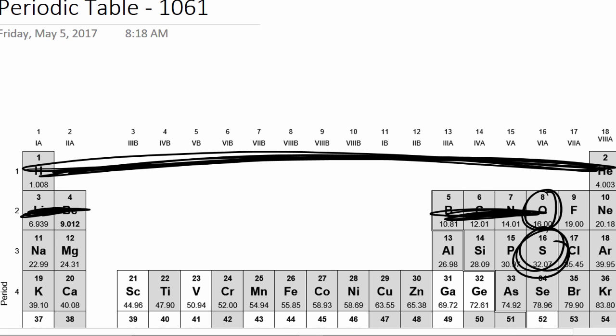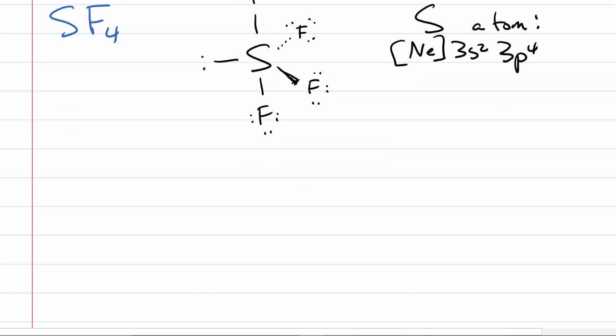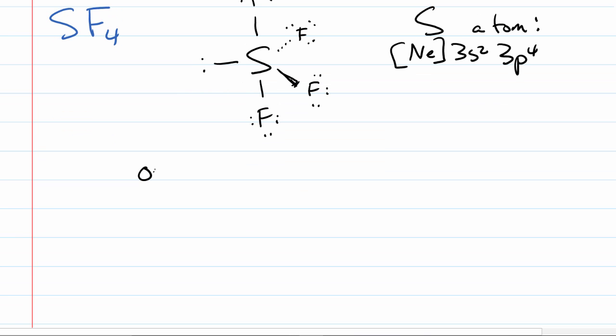To get to this point, we're going to put neon in square brackets. And after neon, we take these two, which would be 3s2, and these here, which would be 3p4. So again, we put the neon in square brackets, followed by 3s2 and 3p4. Then we'll look at the orbital diagram of a sulfur atom.